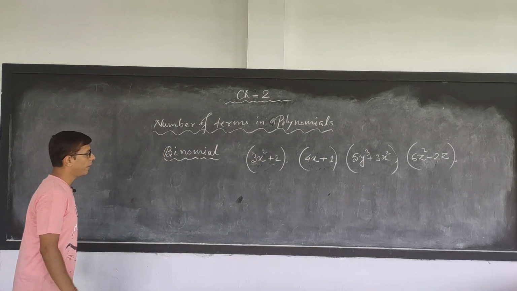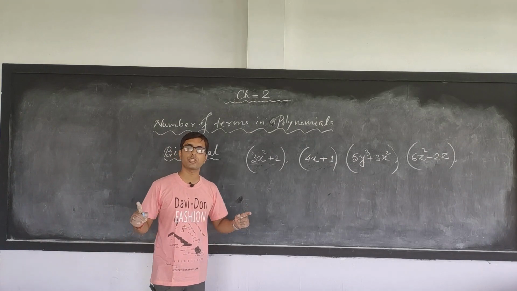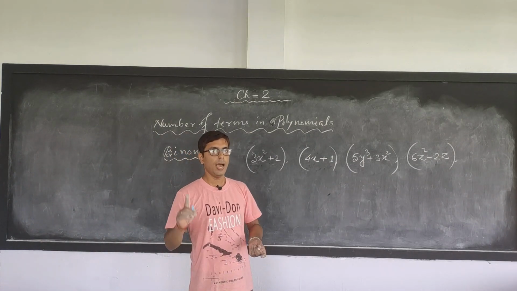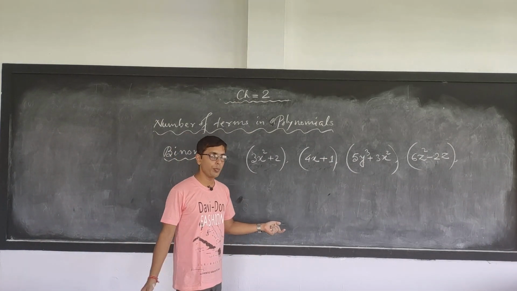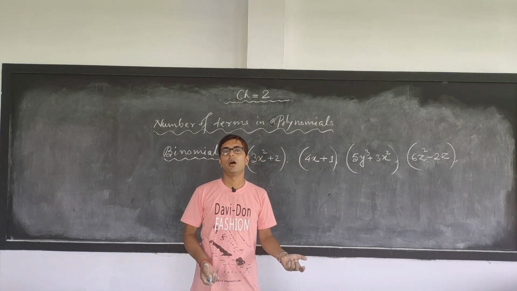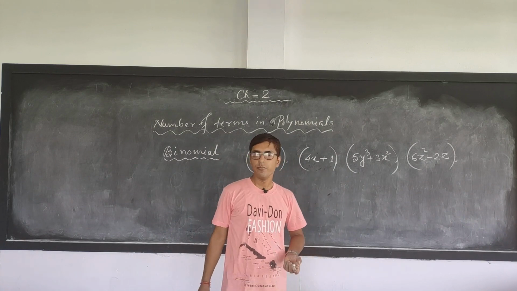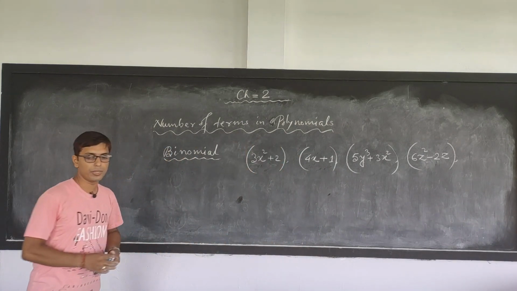Hope you have understood binomials. Binomials refer to the number of terms. If there are only two terms, then such polynomials are known as binomials. And binomials can be linear, quadratic, cubic, biquadratic, whatever it can be depending on the power on the variable. Clear? So hope you have understood the binomials.